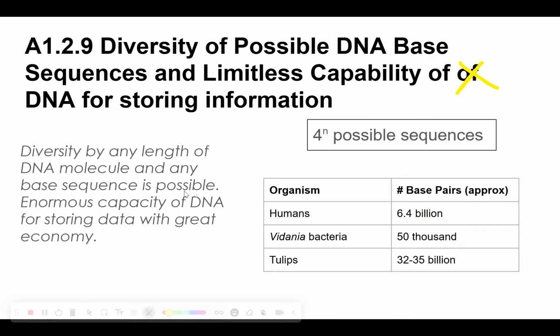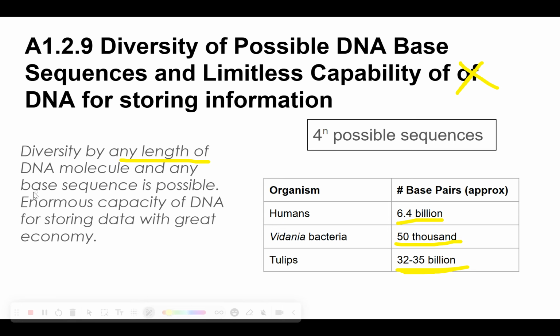So that means you can have any length of DNA molecule. Humans, the length is 6.4 billion base pairs. Some sort of small genome bacteria, there's only 50,000 base pairs. In a lot of species of flowers, there are even more base pairs than there are in humans. Tulips have between 32 and 35 billion base pairs. So there's no set length that a DNA molecule has to be.